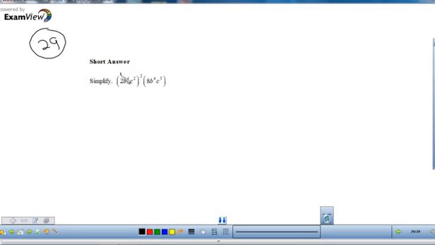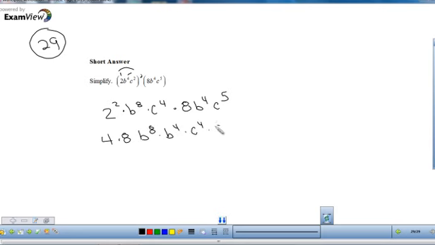Okay. So we're going to do power to a power. We have 2 squared times b to the 8 times c to the 4th. And then I'm going to bring the second one down. 2 squared is 4. Put my numbers together, my b's together, and my c's together. So 4 times 8 is 32. Okay, I'm going to add the exponents. So b to the 8th times b to the 4th is b to the 12th. And I'm going to go ahead and add the exponents. So 4 plus 5 is 9.